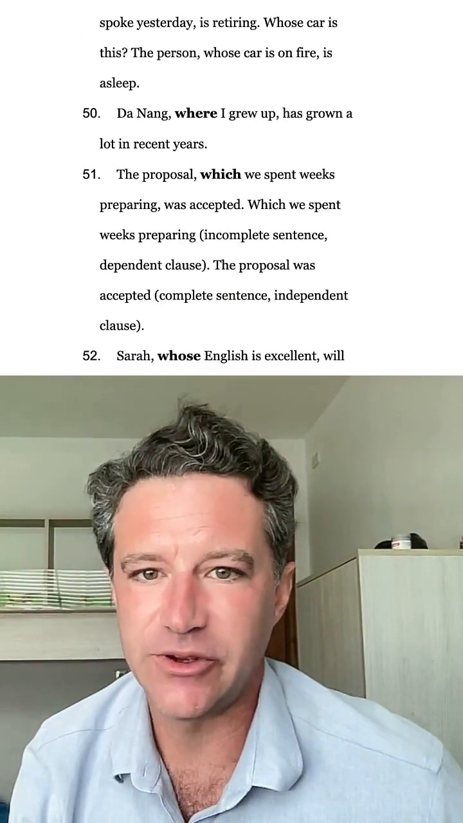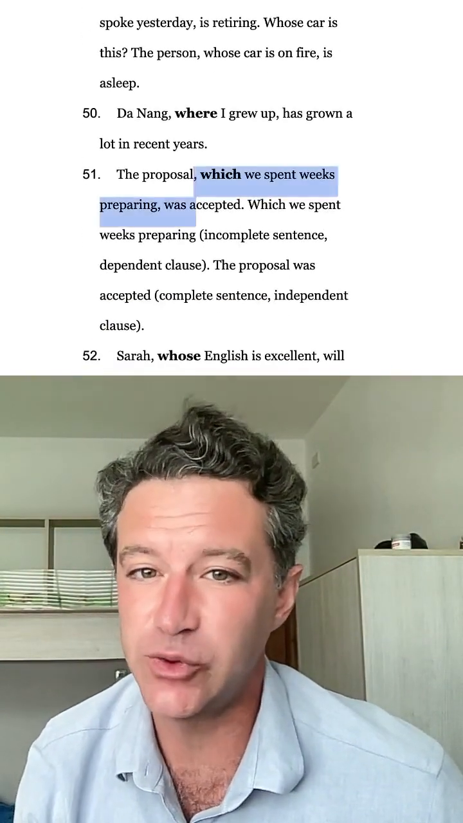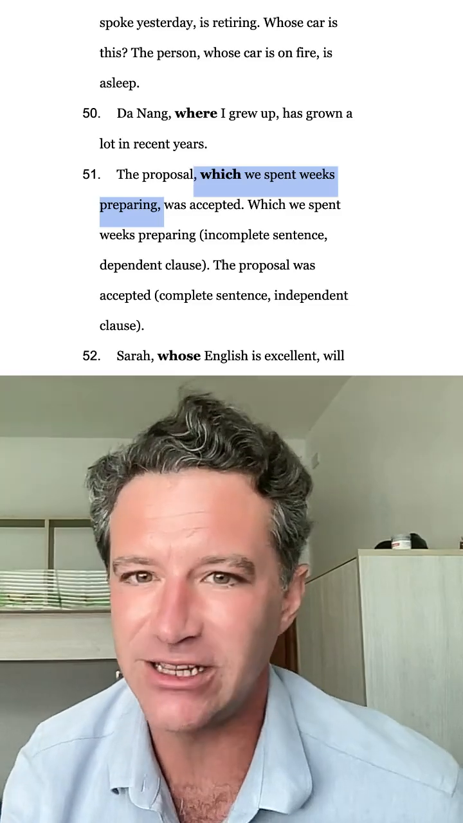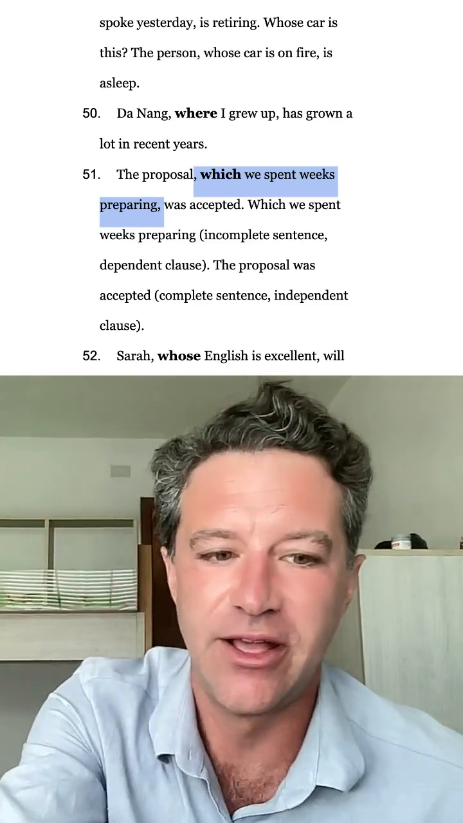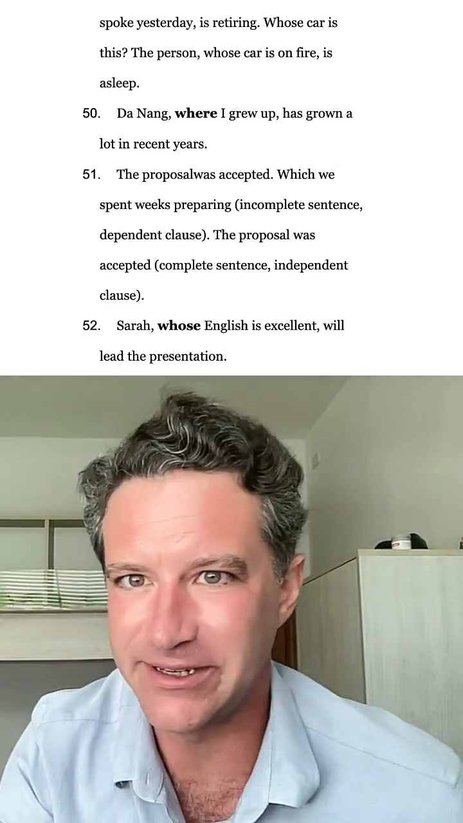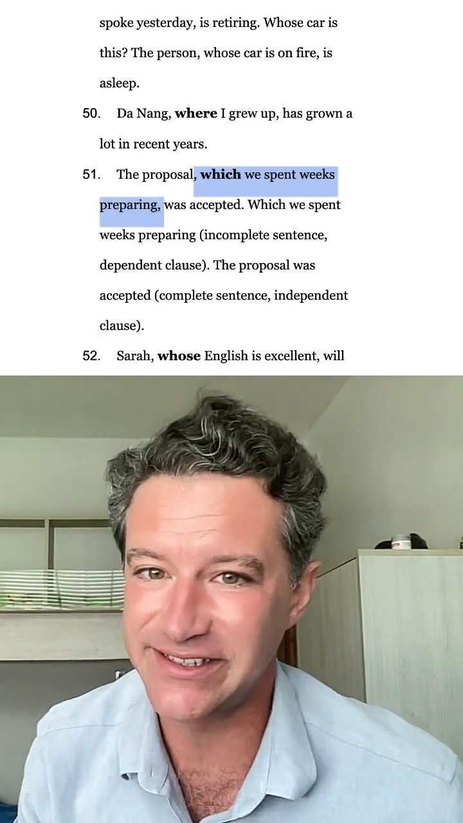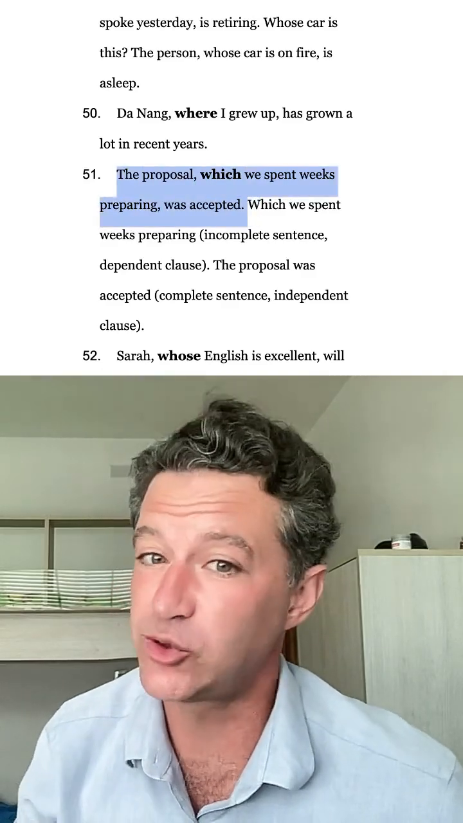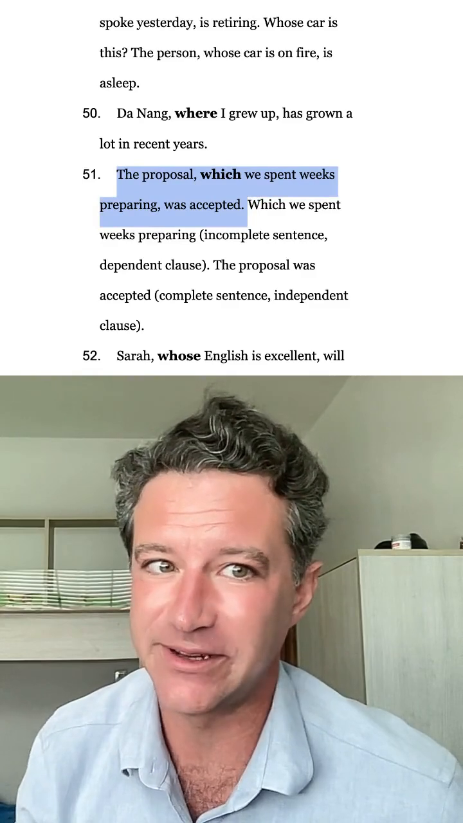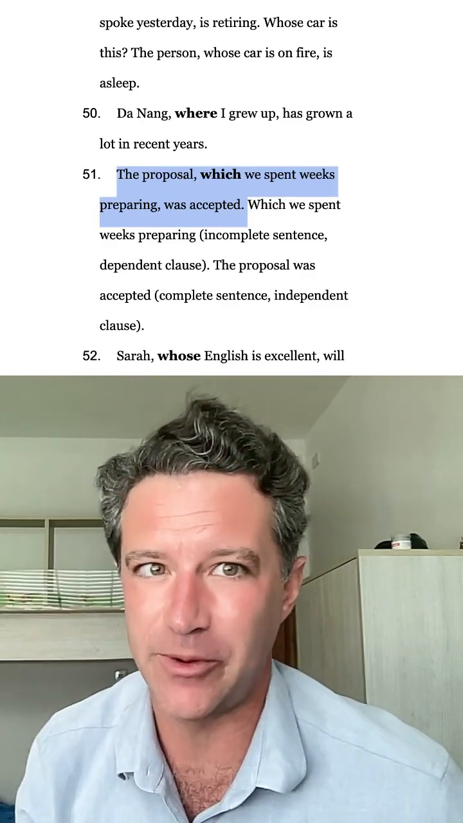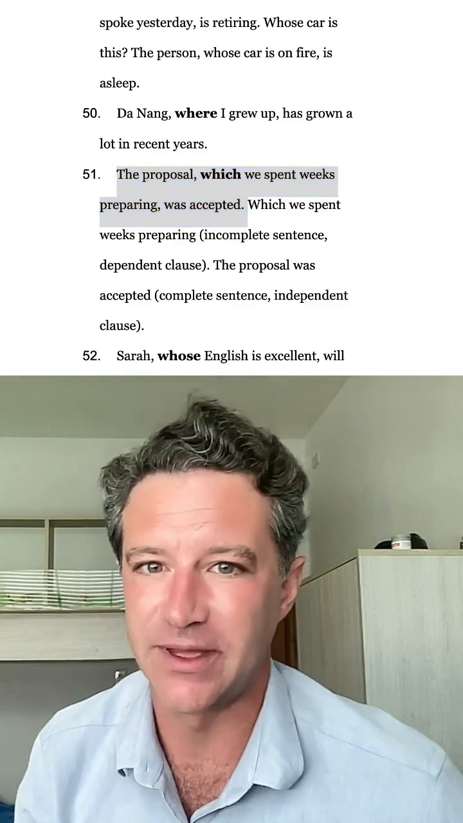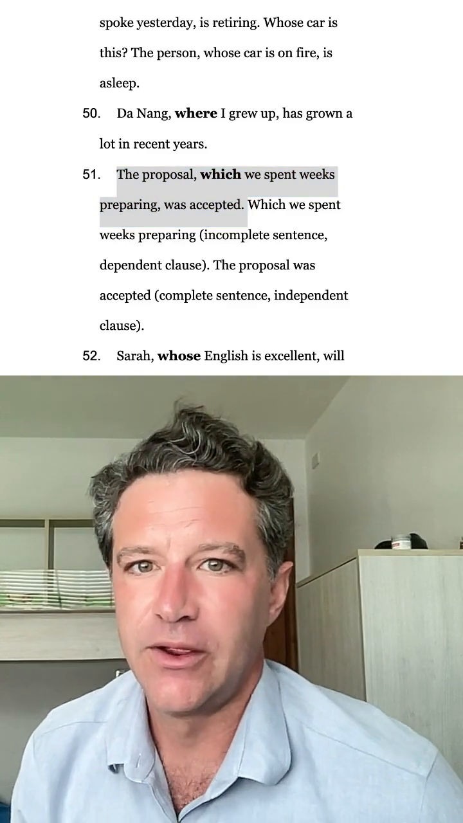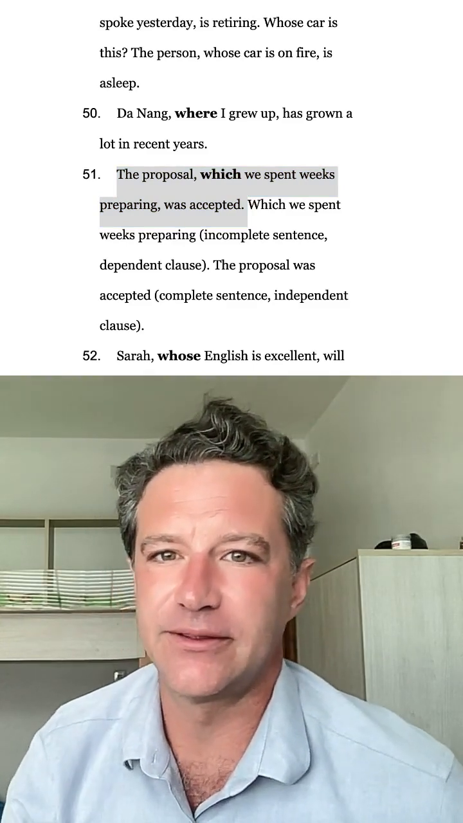Okay, so the reason that we need two commas is because we could remove this and we would still have a correct sentence, right? The proposal was accepted. But if we want to add this, so we're more specific, we need the proposal which we spent weeks preparing was accepted, right? That specific proposal. Not any proposal. I'm talking about the one which we spent weeks preparing.